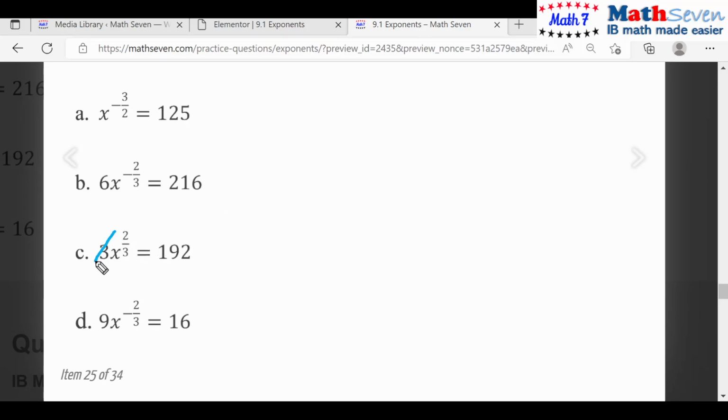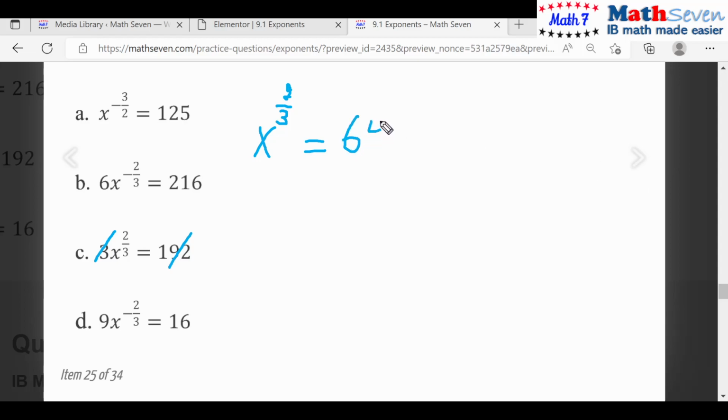Now this one, divided by 3, divided by 3. So you have x to the power of 2 over 3 equals, what's 192 over 3? I divided it by 3 first, صح? Sorry, بيطلع 64. Sorry, 64. Yeah, this is 64.